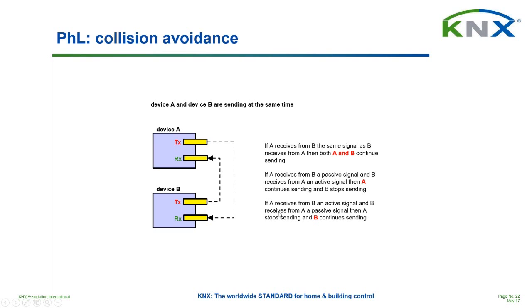The other way around, if A receives from B an active signal, so here comes a 0, and B receives from A a passive signal, so here in this case comes a 1, well then it's the other way around. Then device B will continue to send and device A will stop. So this is how collision detection, avoidance, actually works for the physical layer, for twisted pair.